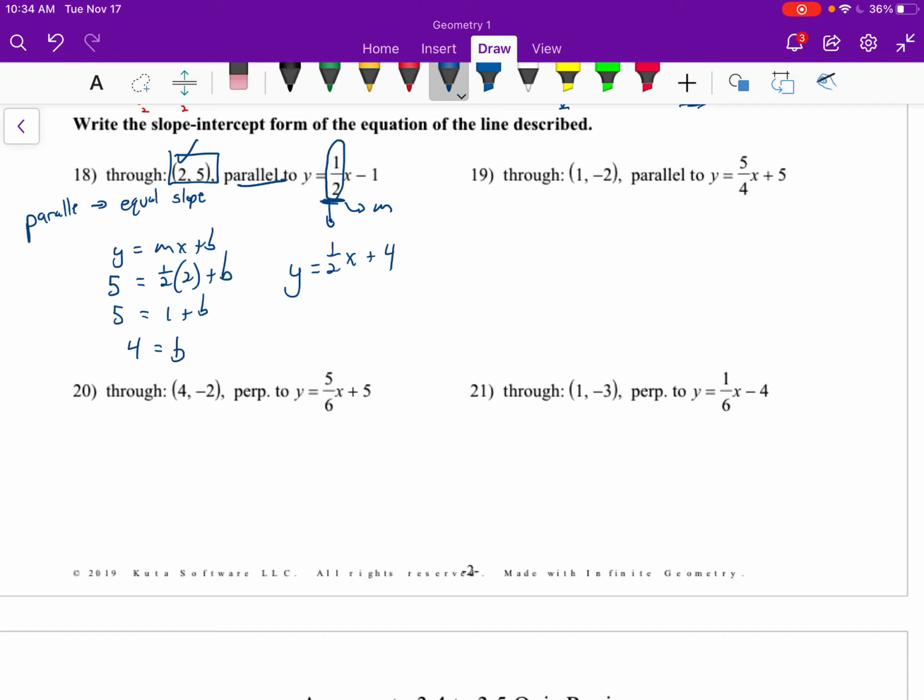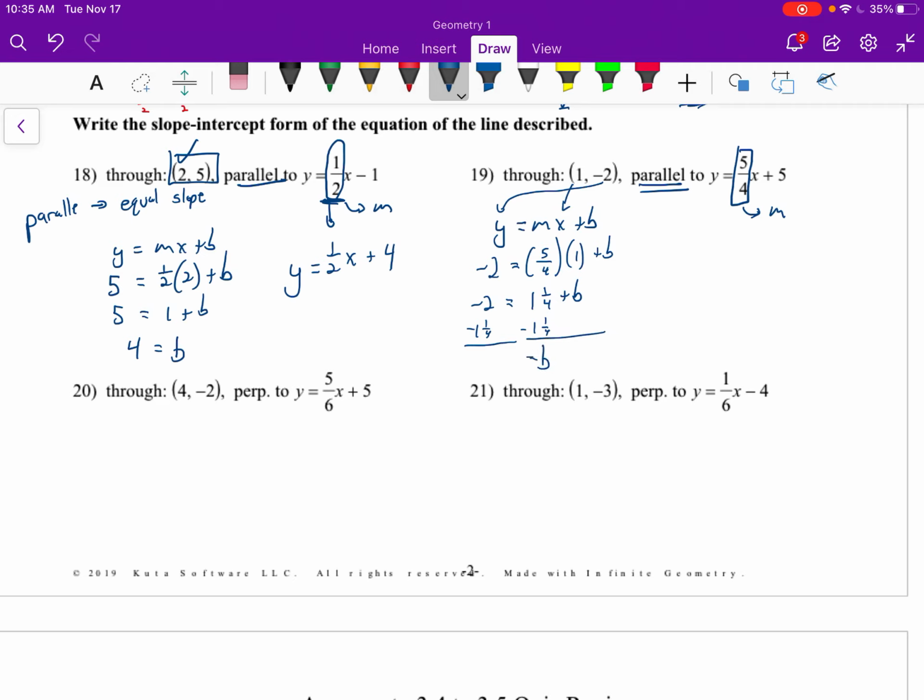19 is going to be same idea. The slope is going to be 5/4 because they're parallel and the slopes are equal. So y equals mx plus b. We will put in our point and we'll put in the slope. So -2 equals 5/4 times 1 plus b. I'm going to change this to a mixed number because I have to subtract it from both sides. So 5/4 is 1 and 1/4. Subtracting 1 and 1/4 from both sides. -2 minus 1 and 1/4 is -3 and 1/4. So the equation is y equals m, which was 5/4, x minus b, which is 3 1/4.